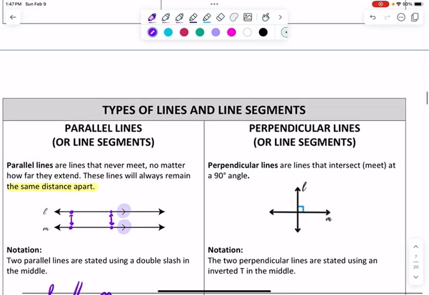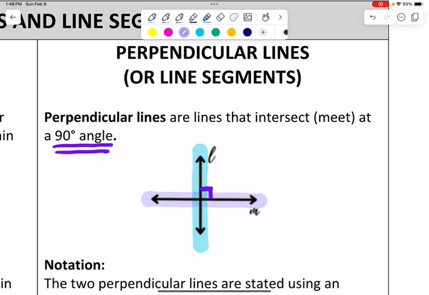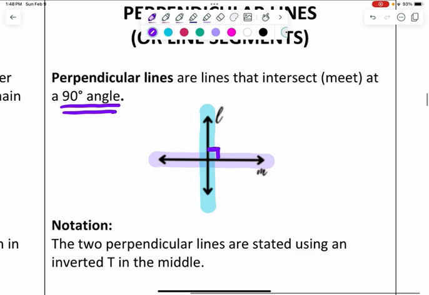Okay, perpendicular. Perpendicular lines, or again, line segments can be perpendicular too, that's great, are lines or line segments that intersect. They cross at exactly 90 degrees. So they form a right angle. Now I can see that in this case I have line l, and it's actually a line because they have arrows going on forever. And I have line m, and again for the same reason, arrows going on forever. These two things are perpendicular because I can see that where they meet, they form a 90-degree angle.